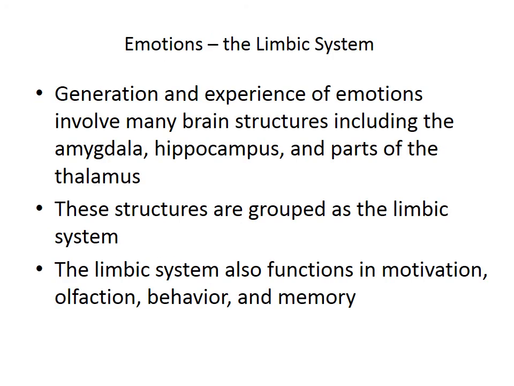And then the limbic system. The limbic system is responsible for emotions. So the generation and experience of emotions involve many brain structures, including the amygdala, the hippocampus, and parts of the thalamus. And these structures are grouped as the limbic system. So these are all responsible for emotion. And the limbic system also functions in motivation, in olfaction, in behavior, and in memory.